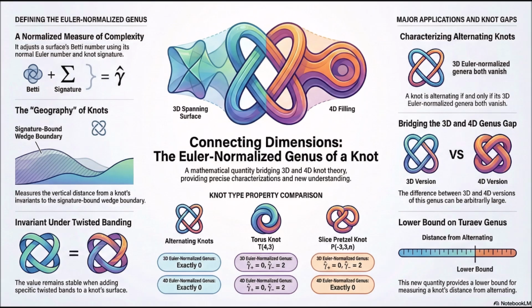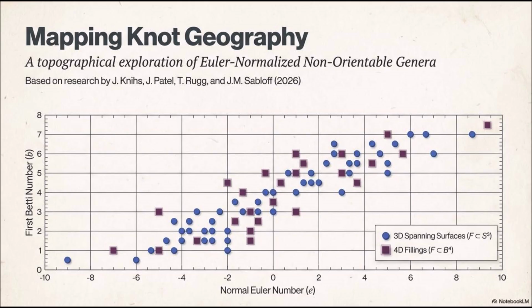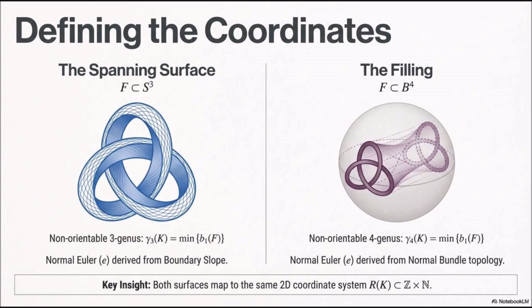Okay, that concludes the introduction. We've defined our terms, we've visualized the geography, and we've previewed the main results of the paper. Are we ready to dive into section 2? Spanning surfaces in 3 dimensions. We have a clear map of where we are going. Let's begin the technical work in section 2.